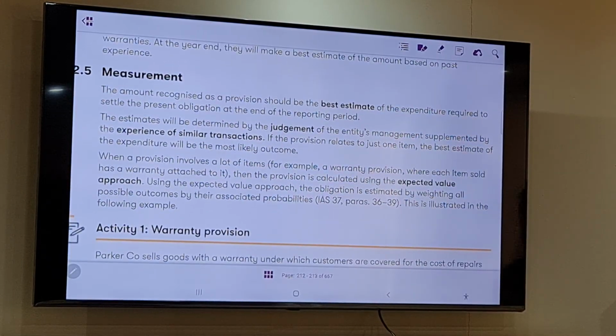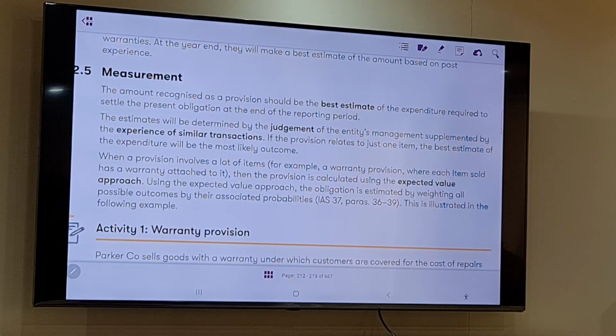How to measure? The amount recognized as a provision should be the best estimate of the expenditure required to settle the present obligation at the end of the reporting period. Forget about all this. Simple example: electricity bill. We talked about it. December month, I don't have the bill in my hand. But for the last 11 months, I have the bills. So take the total, divide by 11 and take that amount. That is the best estimate.